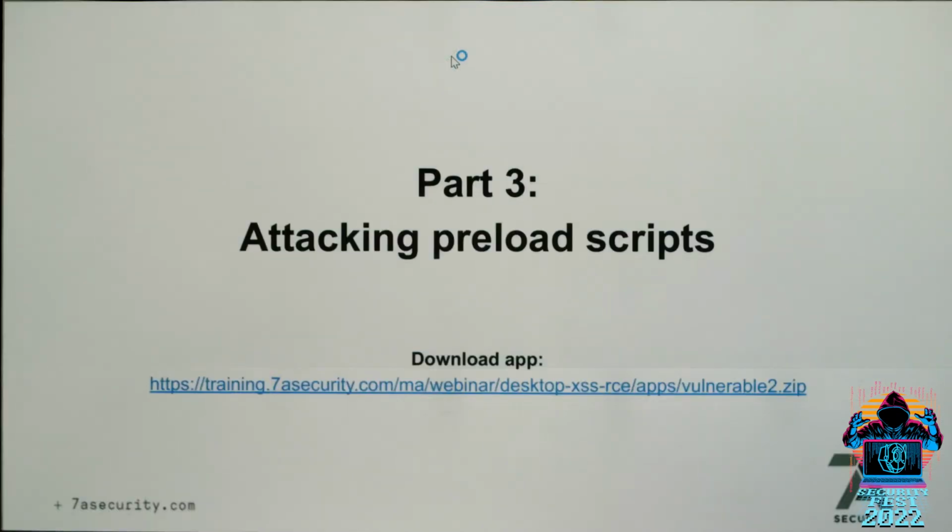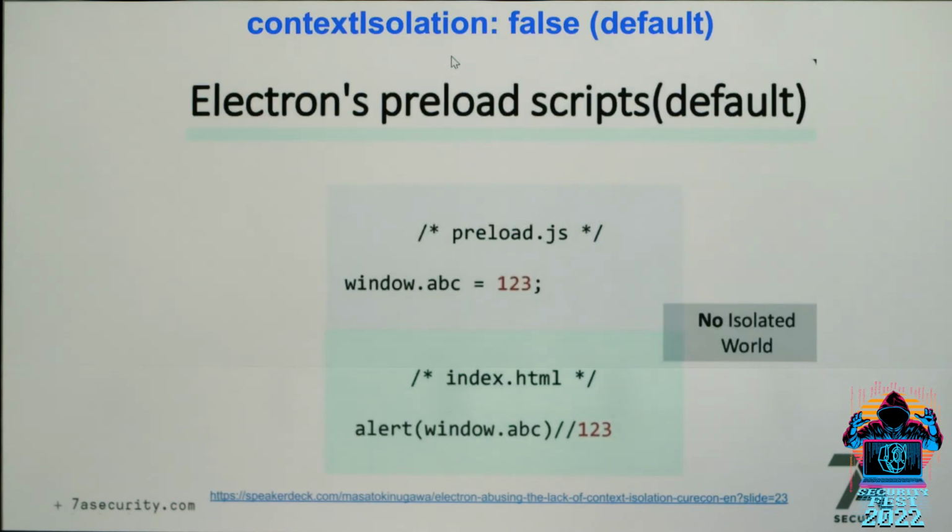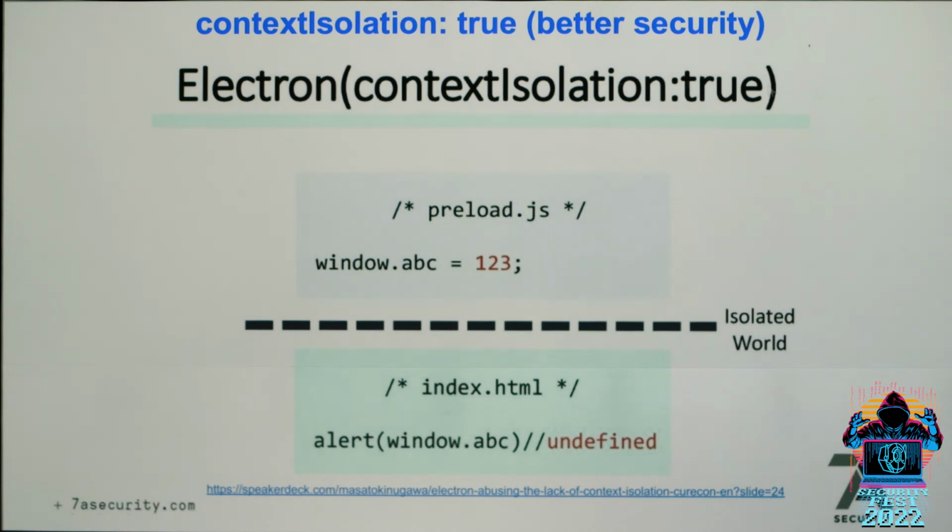So now for this one, we will be using the vulnerable 2 application. And this is what happens, right? When context isolation is set to false, the preload script runs in the same context as the Electron application. So if the preload script has window.abc = 123 and you alert window.abc, it is going to be 123 on the XSS. And when context isolation is set to true, this will return undefined, right? This is why it provides better security, because basically you cannot mess with the preload script.